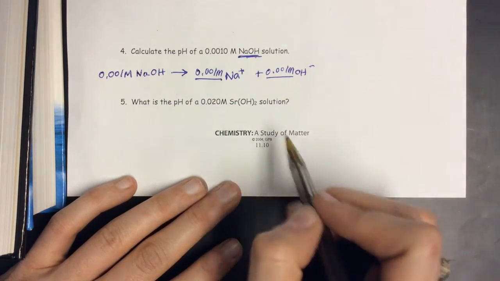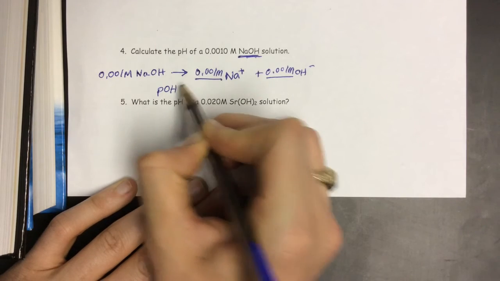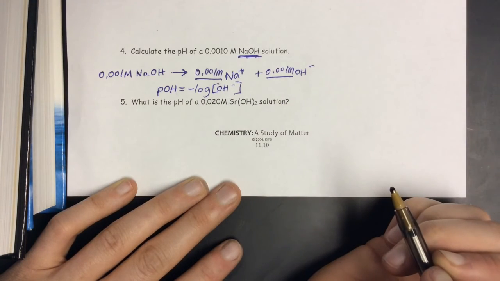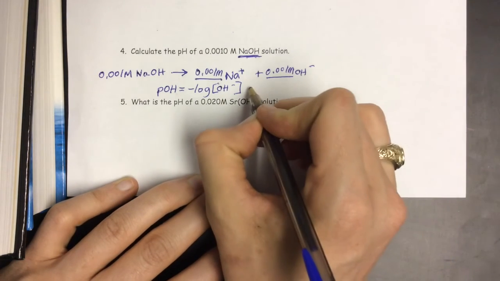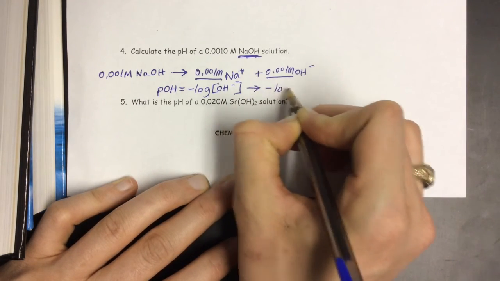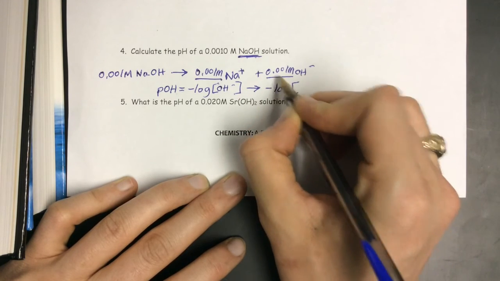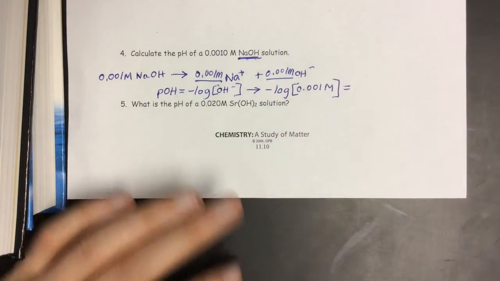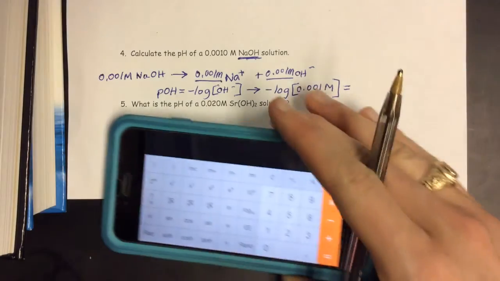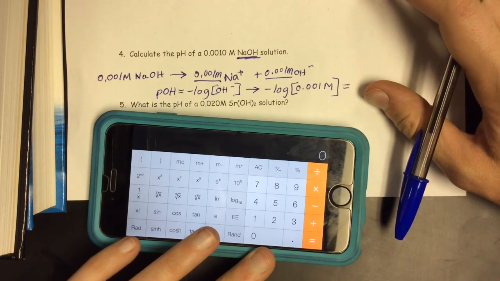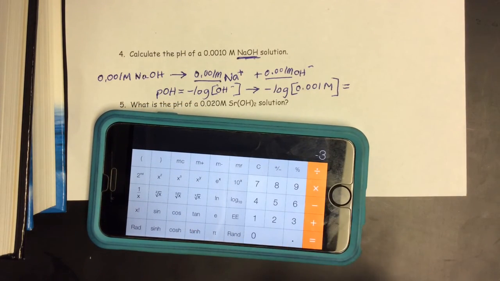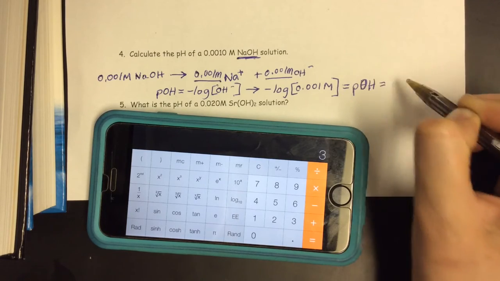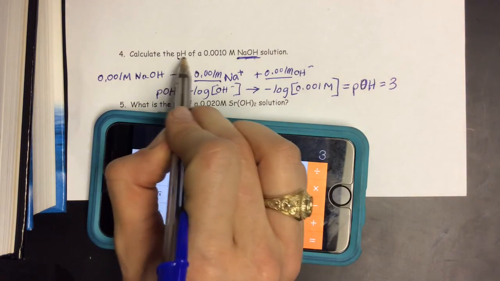And now I can take this number and plug it into this equation. pOH is equal to the negative log of the concentration of OH. So let's look how that plays out. So I take the negative log of 0.001, and it's going to equal, well, let's plug it in our calculators. So again, we're going to have 0.001, take the log of that, and then take the negative of that. So the pOH equals 3.